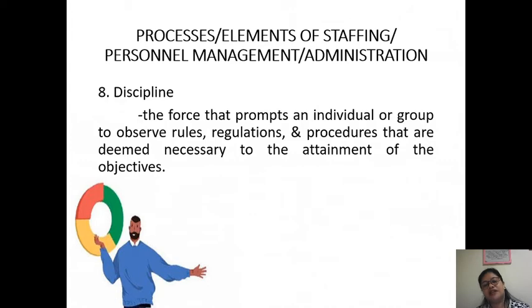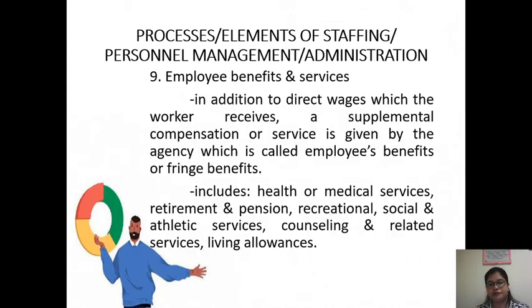Eight is discipline, the force that prompts an individual or group to observe rules, regulations, and procedures that are deemed necessary to the attainment of the objective. So each organization has rules and regulations. Some are strict and tiring, for example, many meetings and all. But this is part of disciplining the staff, the niche, the uniqueness of your organization, by which you can be recognized as this type of organization.